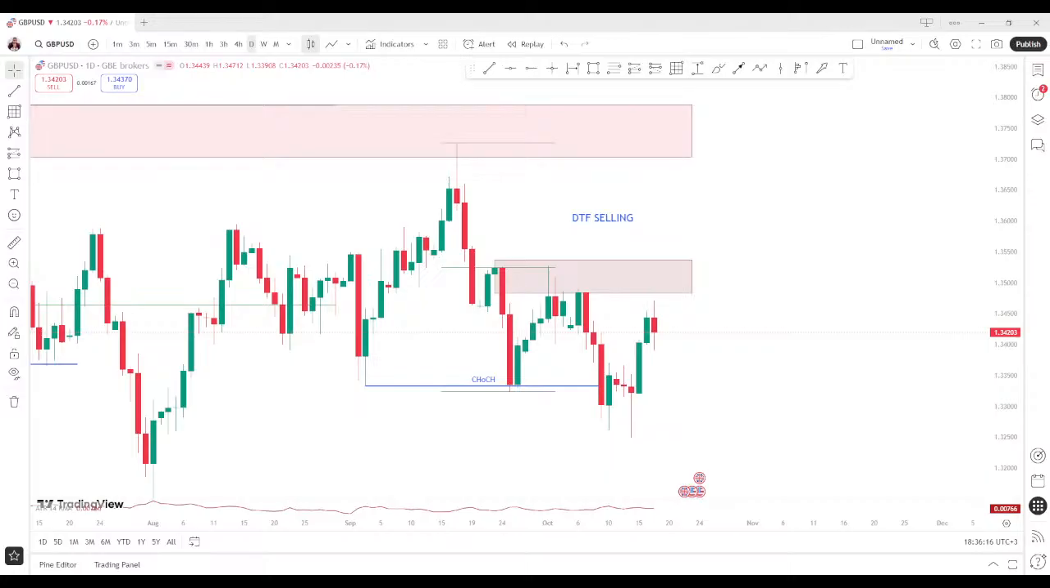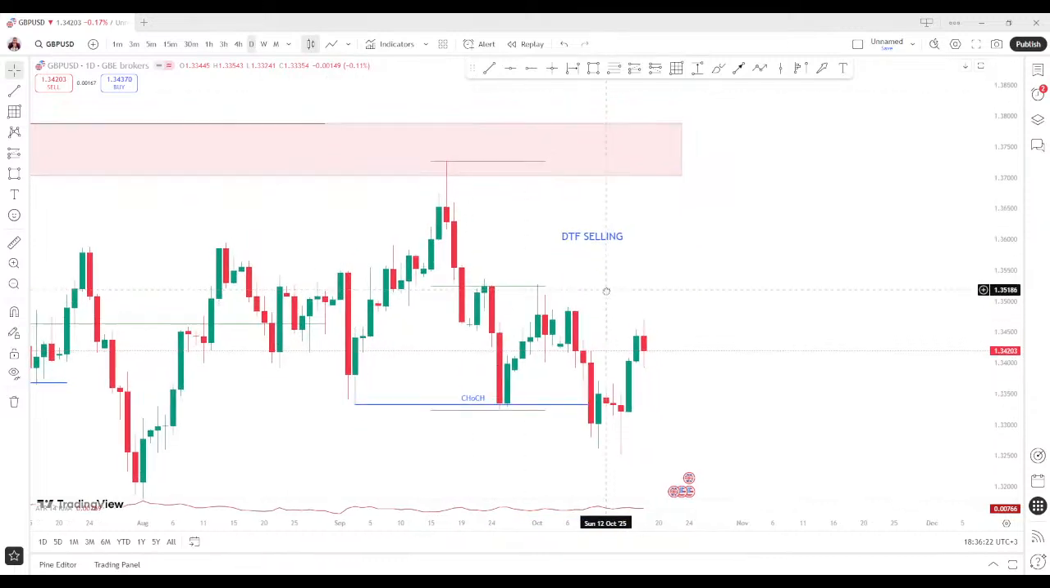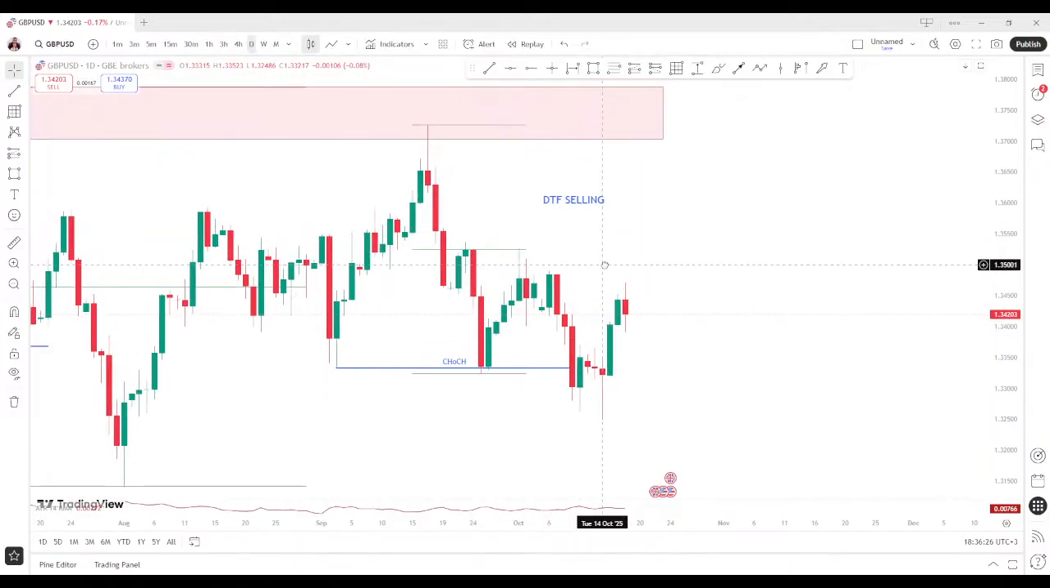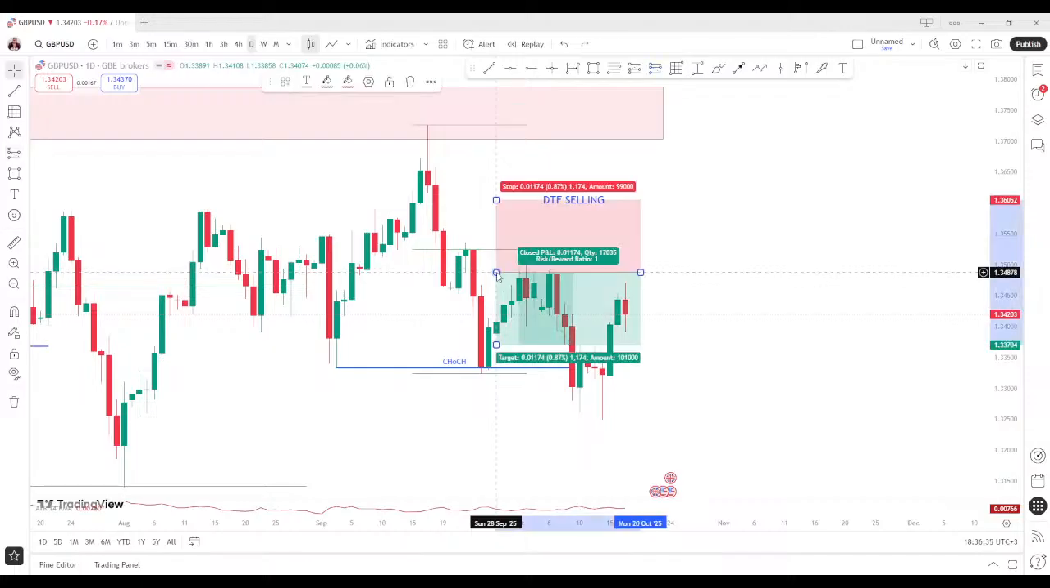This is GBPUSD. So what we are saying is that these highs must be taken out before we get an ultimate move, because this is what someone will do. You will come and take a trade from this order block here. Let me draw the order block for you.